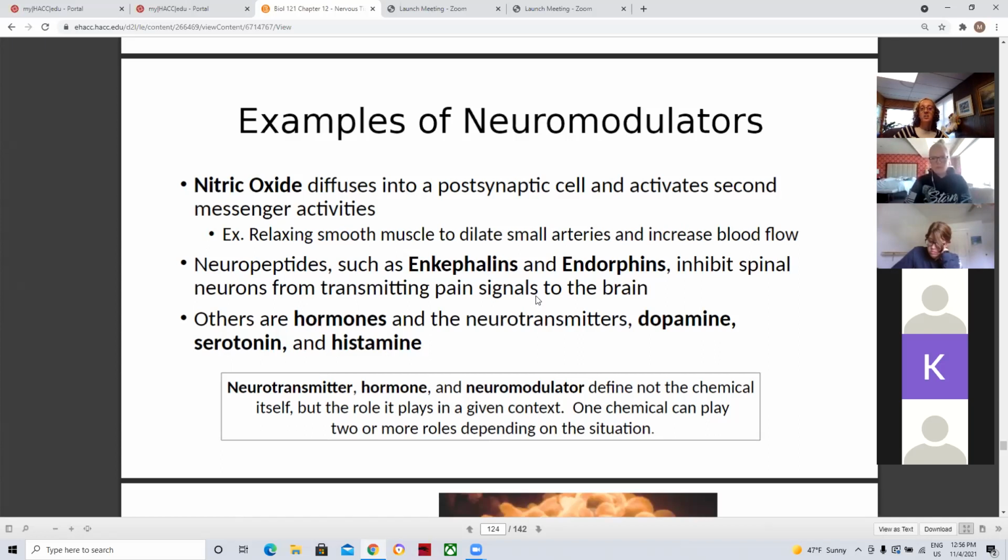Because these neuromodulators are enhancing synaptic actions. Endorphins are really good at inhibiting pain.